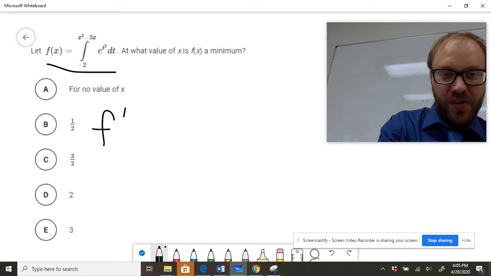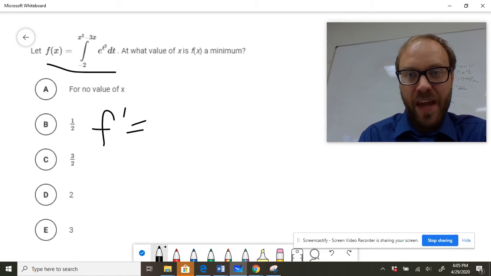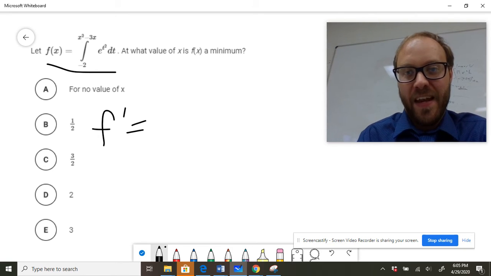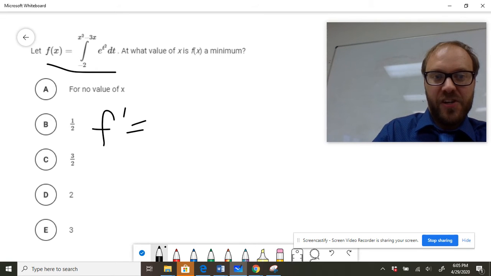And remember, this is the derivative of an integral, okay? And we know the second fundamental theorem of calculus tells us if you take the derivative of an integral, essentially it's going to knock out that integral, and it should just give us the function there.